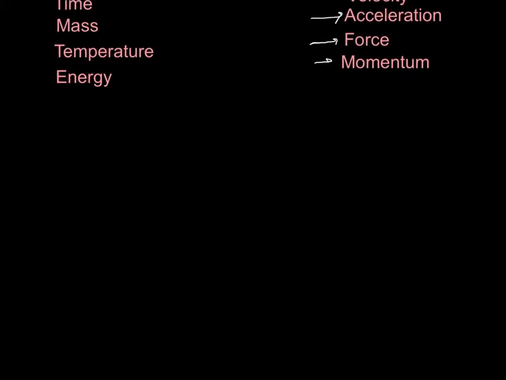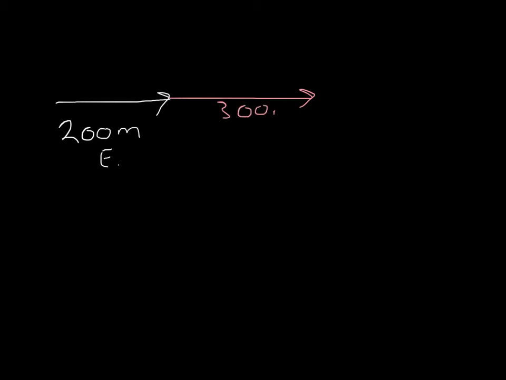So let's go back and talk about displacement again. Let's say I walk 200 meters to the east. Okay, let's say I walk another 300 meters to the east. What is my displacement? This is kind of an easy one, right? Because we know displacement is where you start compared to where you end up. So our displacement is 500 meters east.